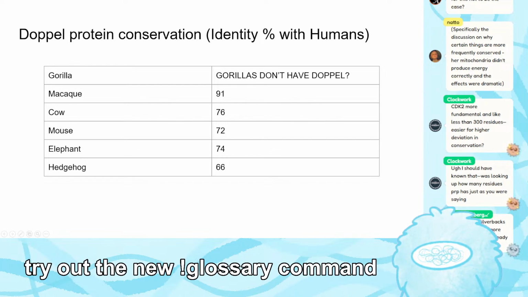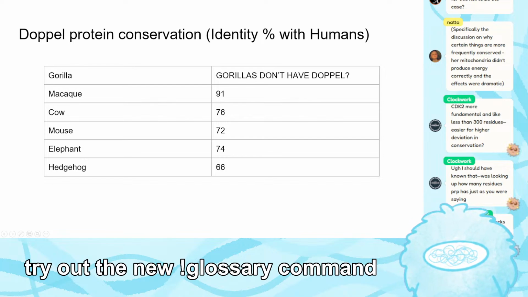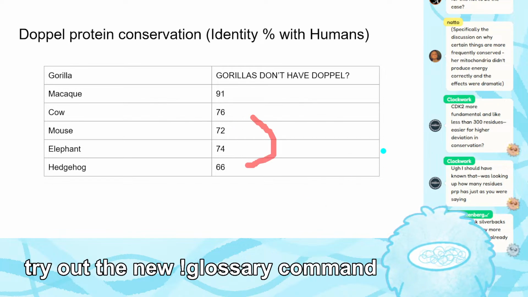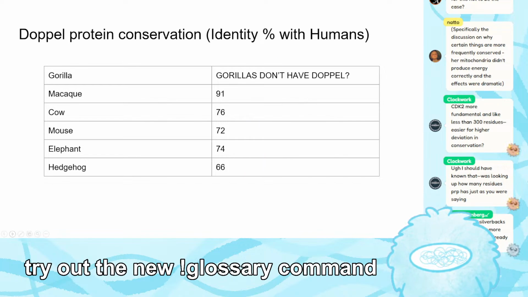That's really, really bizarre. I don't think silverbacks need to get any more manly than they already are. Yeah, maybe they decided to just jettison it from their genome. I don't know. Maybe they make Doppel. I just couldn't find it. It's really, really bizarre. But in any case, these values here, 76, 72, 74, this is less conserved than the prion protein, whose function is kind of not fully clear.